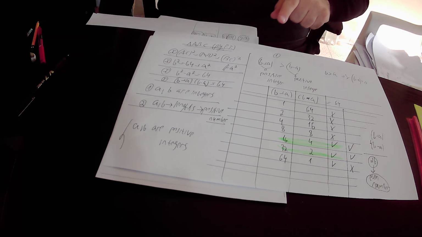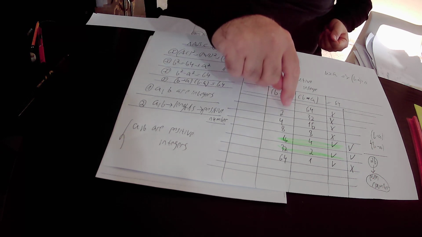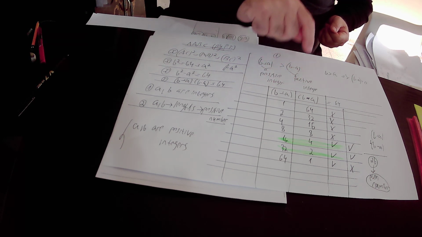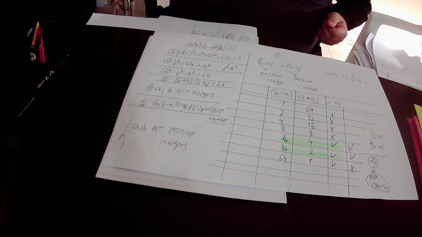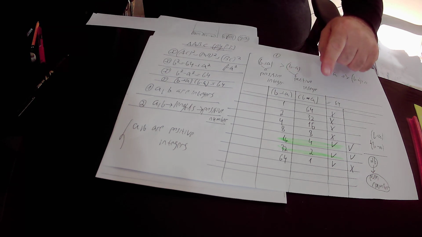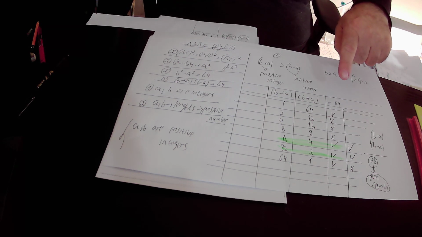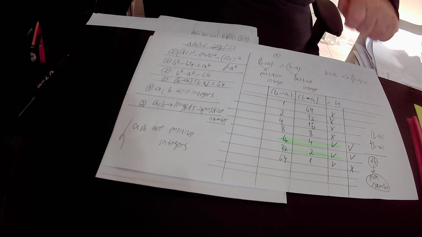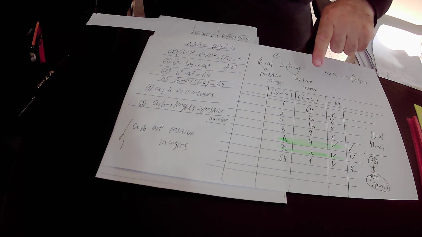But because B plus A is greater than B minus A, it means that the first column, that is B plus A, must be greater than the second column, that is B minus A. So we take into account only the options where the first column is greater than the second column. Here 1 is not greater than 64, so we cancel this option. 2 is not greater than 32, therefore we cancel this option. 4 is not greater than 16, so we cancel this option. 8 is not greater than 8, so we cancel this option.